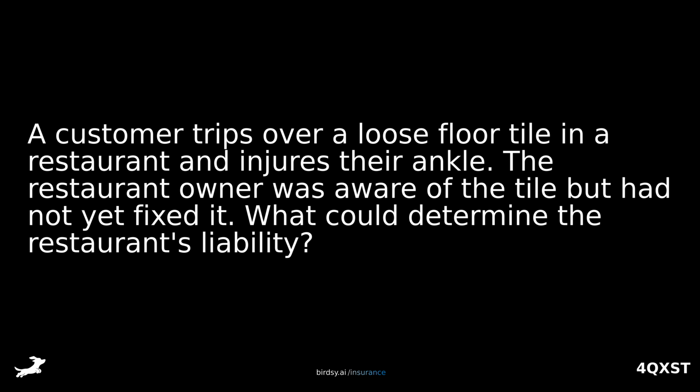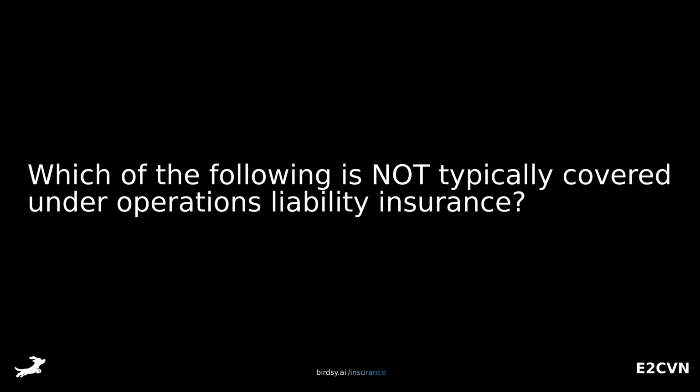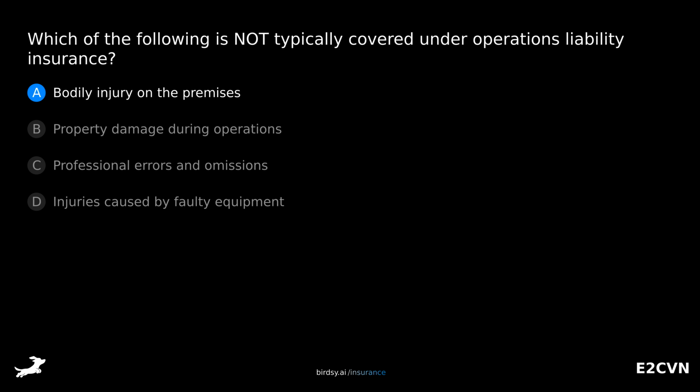Premises and operations liability insurance primarily covers bodily injury and property damage that occur on the insured's premises or as a result of their business operations. Which of the following is not typically covered under operations liability insurance? Is it A, bodily injury on the premises, B, property damage during operations, C, professional errors and omissions, or D, injuries caused by faulty equipment? The answer is C, professional errors and omissions.